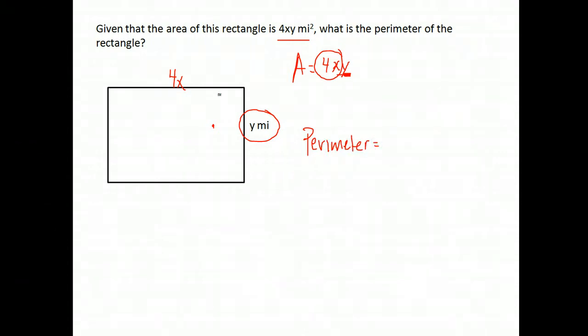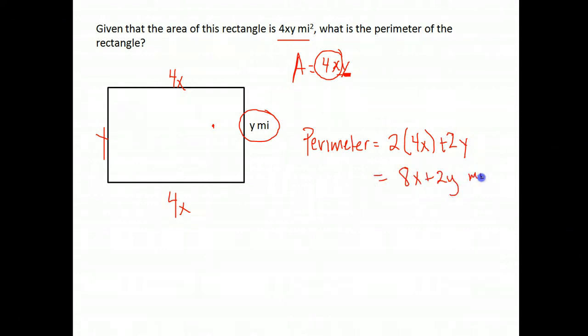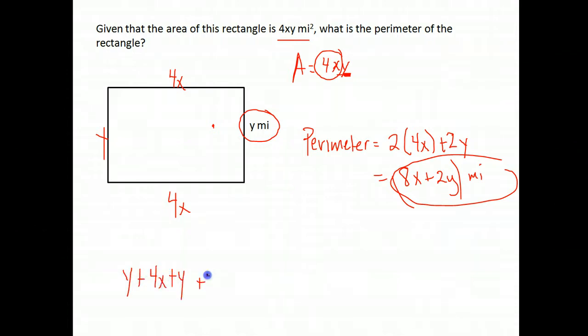Perimeter of a rectangle, you just add all four sides together, or since you have two pairs that are the same, you can do 2 times the length plus 2 times the width. That would give us 8x plus 2y miles as the perimeter for that rectangle. Again, you can use the formula for perimeter, or you can just add the four sides together, and you end up with 2 y's and 8 x's, just like we did up above.